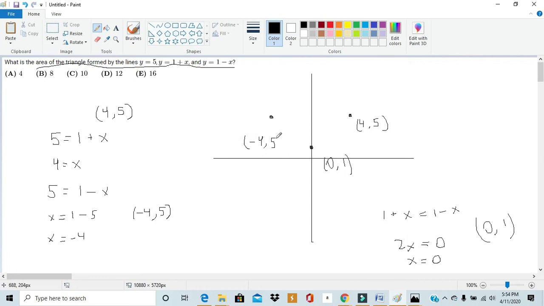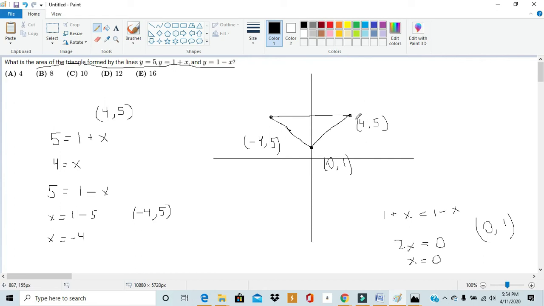So now, we have the 3 vertices of the triangle. So once we connect the dots, we have the triangle itself. Now, we can find the base and the height of this triangle quite simply.